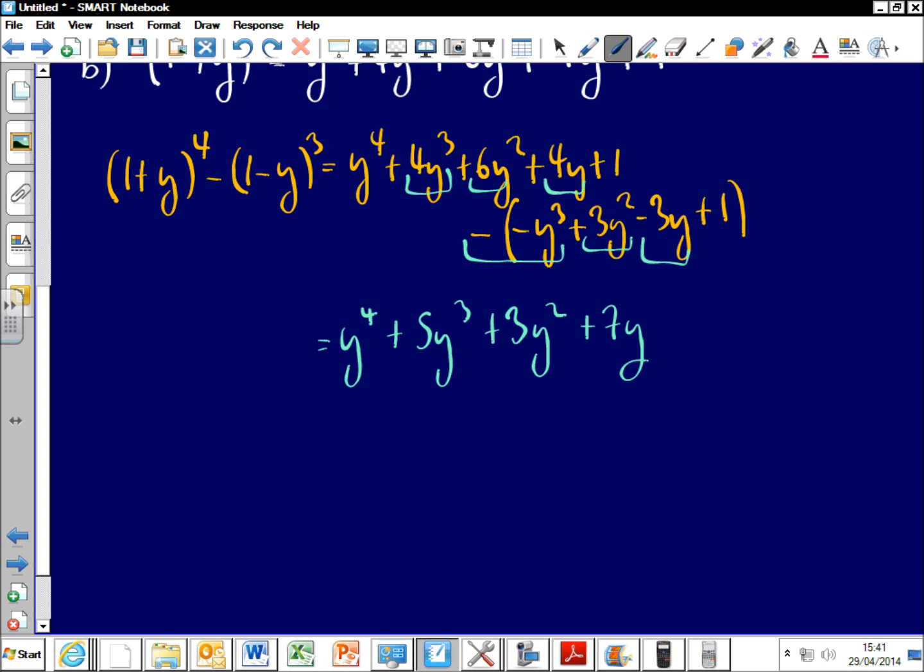Is that what we were meant to show? That's it, isn't it? Except it's written the other way around. So 7y plus py squared, so p is 3, plus qy cubed, so q is 5, plus y to the power of 4. What do you think of that? It's pretty good, isn't it?